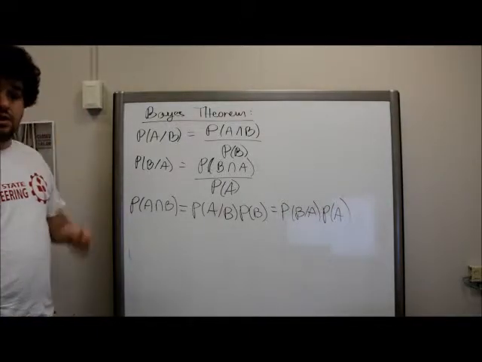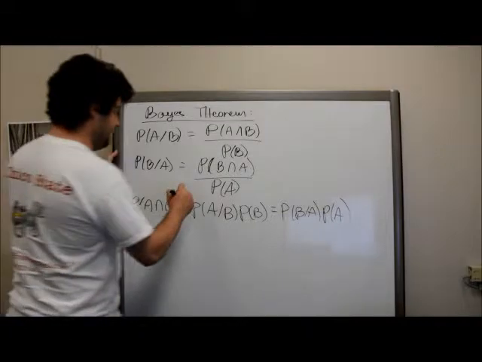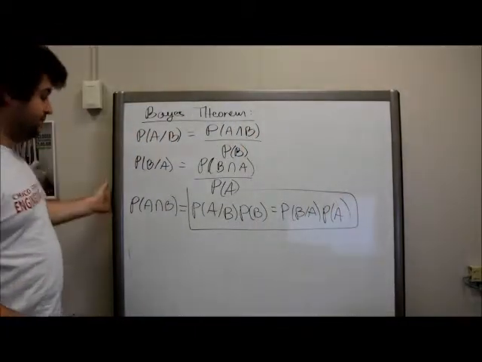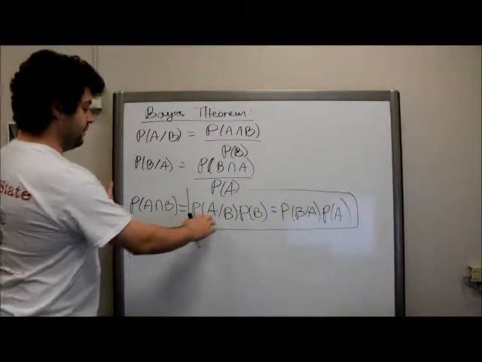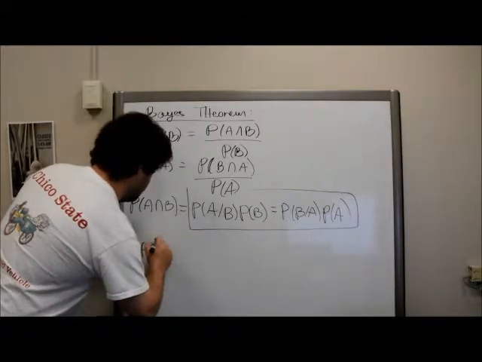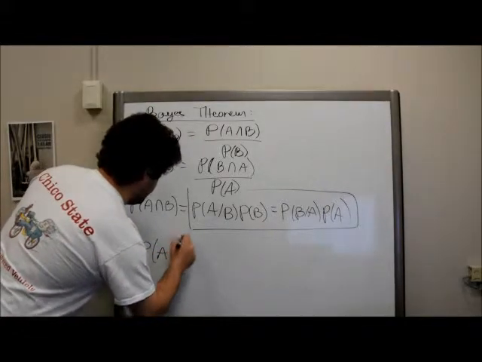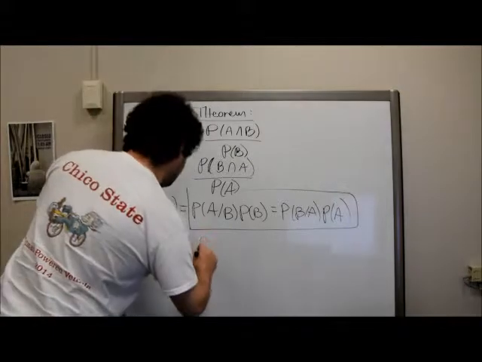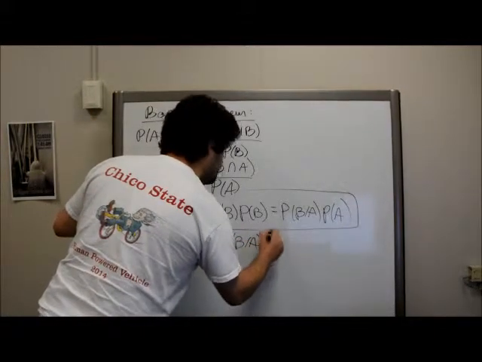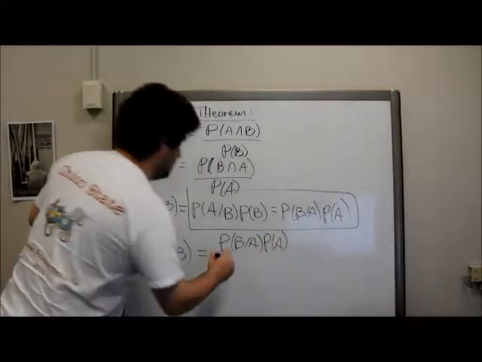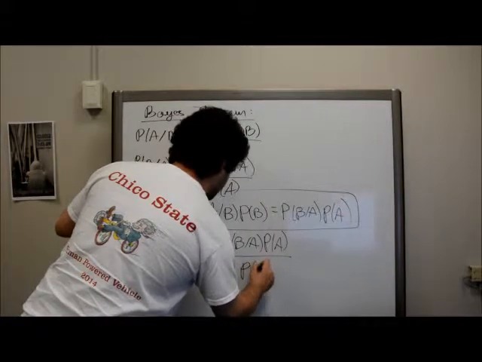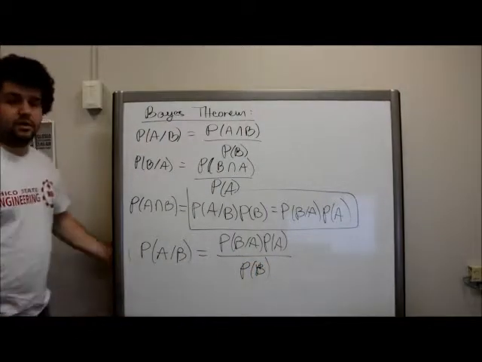Okay, so using this here, we can get Bayes' theorem. Solving for the probability of A given B, we get the probability of B given A times the probability of A, over the probability of B, is going to equal the probability of A given B.